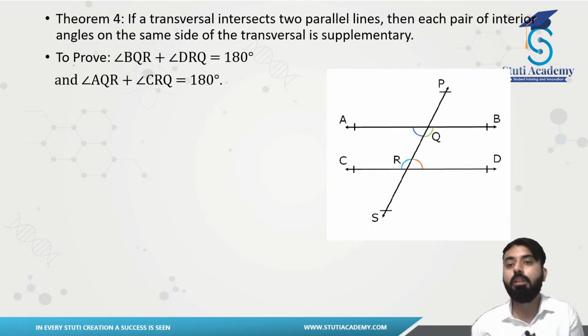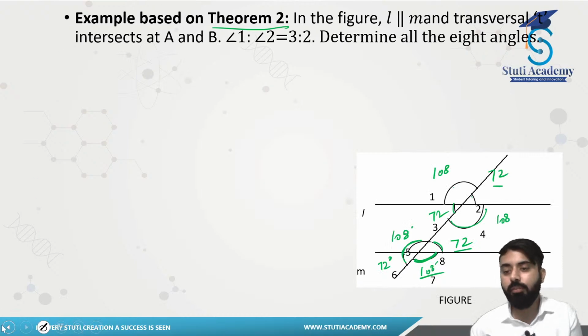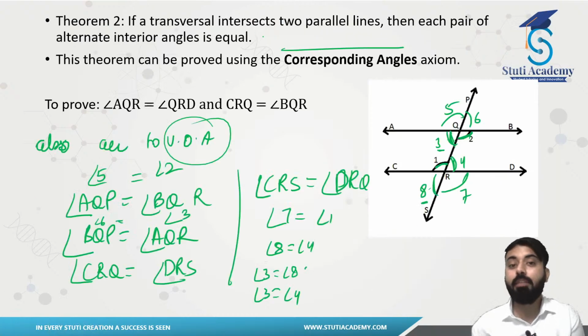Now let's move forward. So we have theorem 3, which states, building on theorem 2, that if the lines are parallel, then each pair of their alternate interior angles must be equal. Now another one is the converse of this one. That means if the pair of alternate interior angles are equal, or their corresponding angles are equal, then the lines will be parallel. So that was theorem 3.